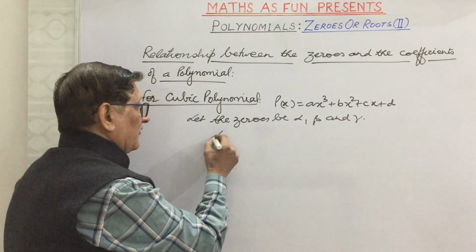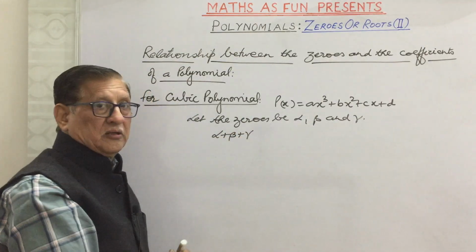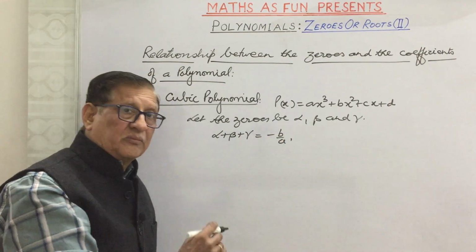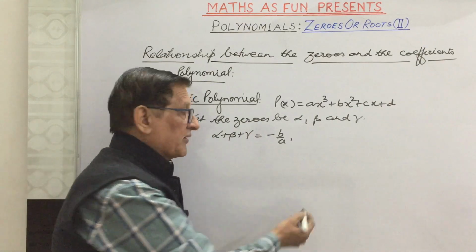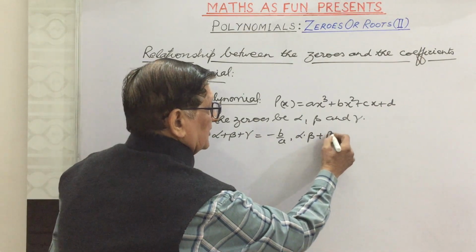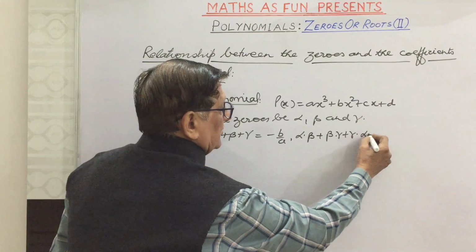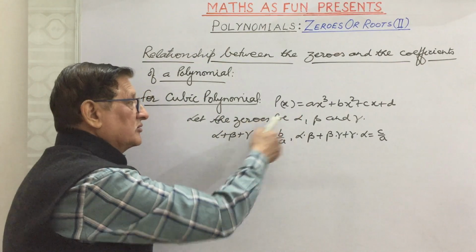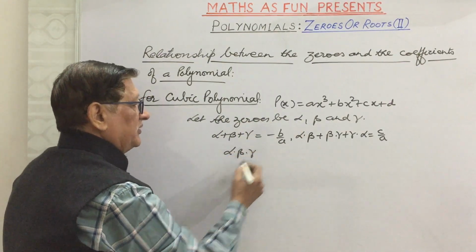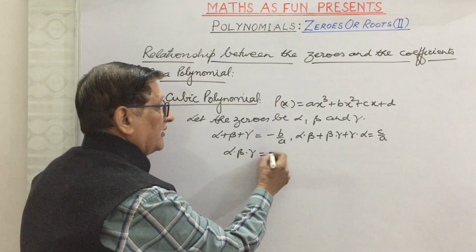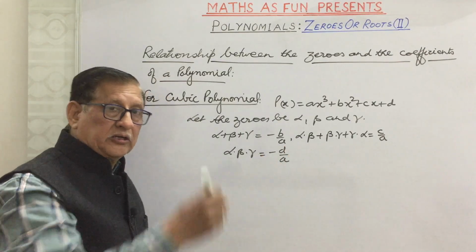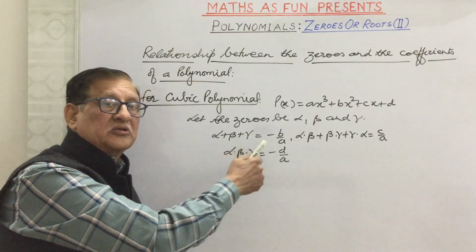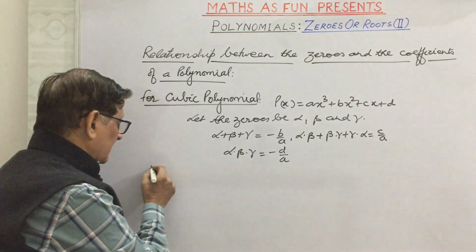And that is alpha plus beta plus gamma, the sum of the zeros is given as minus b upon a. The sum of the product in pairs is alpha into beta plus beta into gamma plus gamma into alpha is given by c upon a. And the product of all the three zeros, that is alpha into beta into gamma, is given by minus d upon a. These relations can be applied to find the polynomial if all the three zeros are given to us. We can take one example.